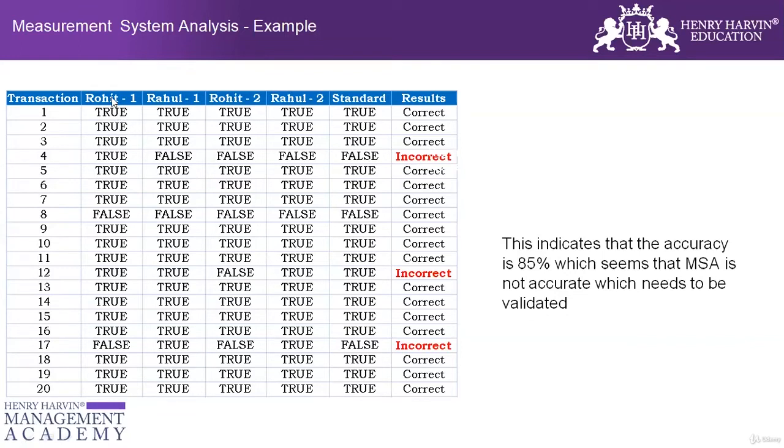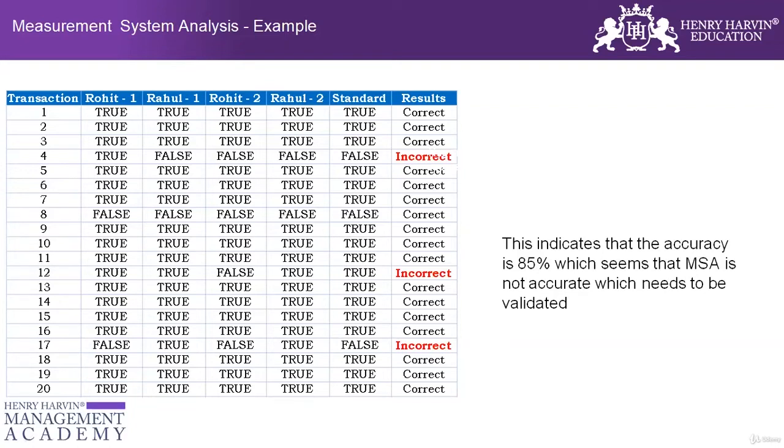So you see here, Rohit has given his observation for the 20 transactions. Rahul has given his reading for the 20 transactions. Then Rohit once again did the same, and then Rahul did it once again. So what is the technique called when the same person is measuring the same transaction again? Repeatability. Absolutely.